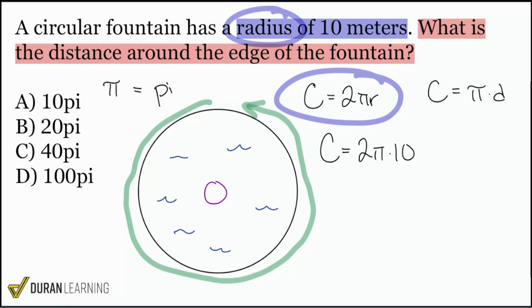So with that in this problem, to finish things up, 2 pi times 10. All we need to do here is take the 2 and the 10, multiply those together. 2 times 10 is going to give us 20. So the answer is 20 pi. So our correct answer here is B.